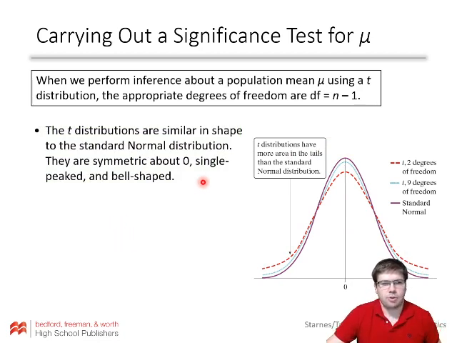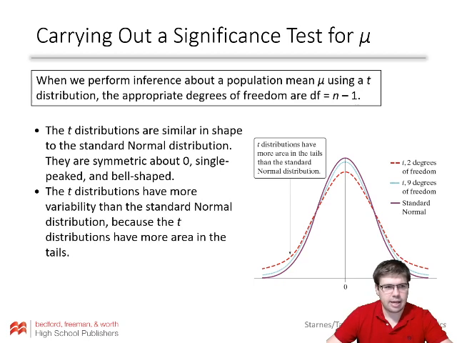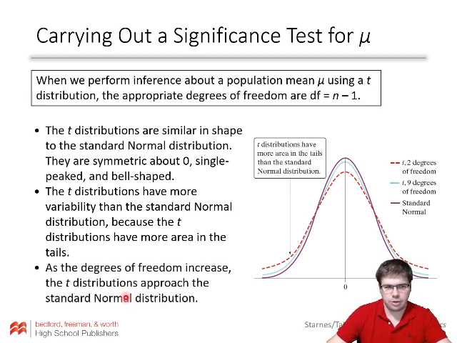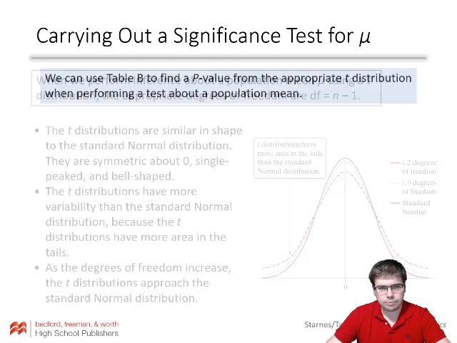T-distributions are similar in shape to the normal distribution. They're symmetric about 0, single-peaked and bell-shaped. Their density curves have area below them of 1. All kind of the same similar stuff. And the t-distributions have more variability than the standard normal distribution because t-distributions have more area in the tails. And this is all just a review of last chapter. We used the t-distribution for our confidence intervals. As the degrees of freedom increases, it approaches the normal distribution.